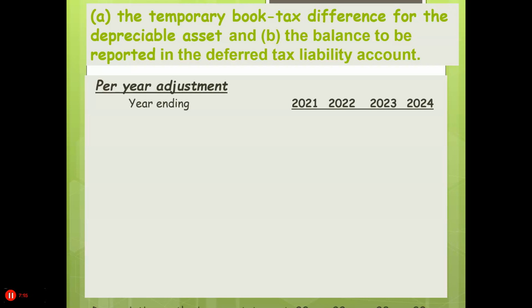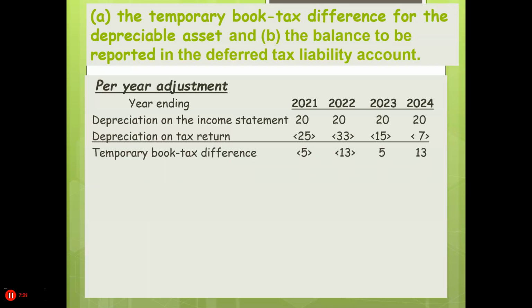So, we start with our depreciation on the income statement, then the depreciation on the tax return. That's our difference. Now, as you can see, they really net out, because when you take the 5 plus the 13, that gives you 18 negative, and then you take the 5 plus the 13 when we reverse it, and that 18 zeroes out. So remember, in the end, you still end up with the same amount. You're just moving around when you're going to pay the tax.